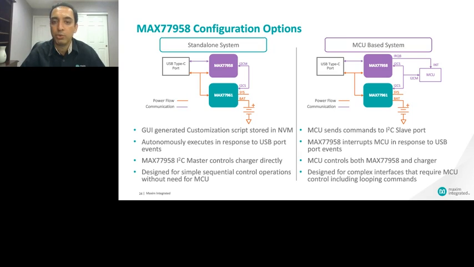And then once the MCU reads the information from the port, it can configure the charger, or it can allow the MAX 77958 to configure the charger as well. So it provides the maximum flexibility and most independent operation that you may need for the system.